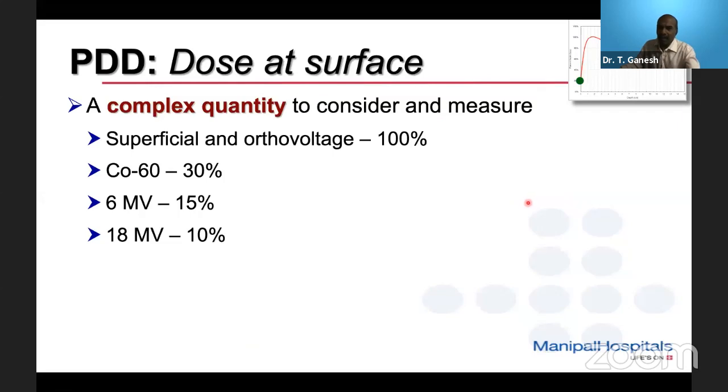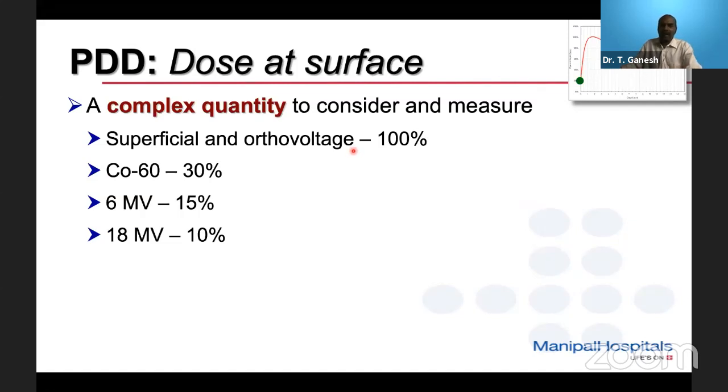Now, when we talk about the dose at surface, the first thing that should come to your mind is that it's a very complex quantity to consider and to measure. It's extremely difficult to measure the surface dose accurately. You need very special instruments. There are only a couple of instruments that can measure the dose at surface accurately, and very few hospitals, probably one or two hospitals in the entire country, have this particular device, which is called the extrapolation chamber.